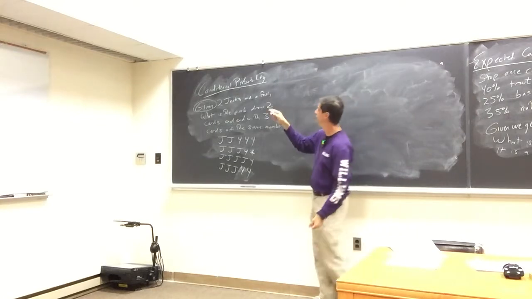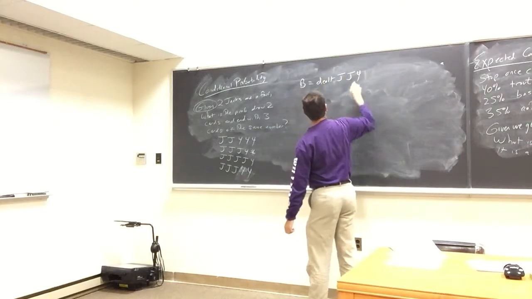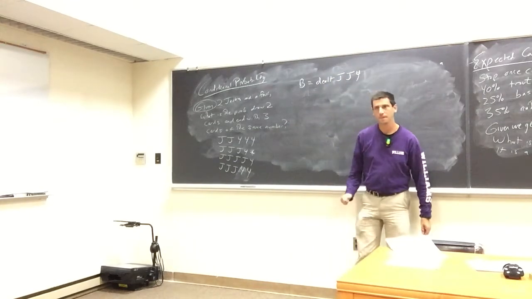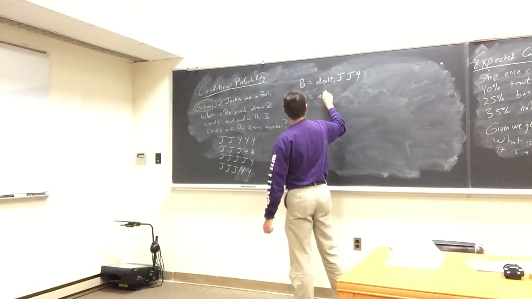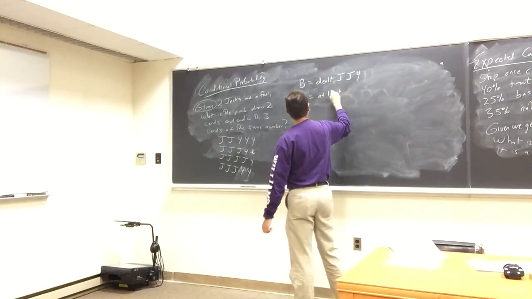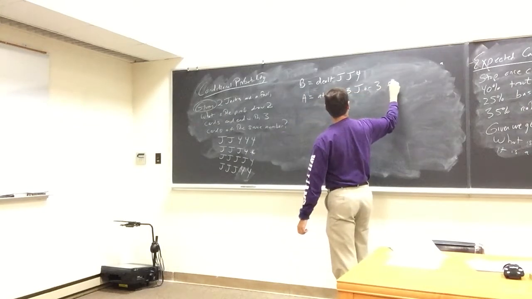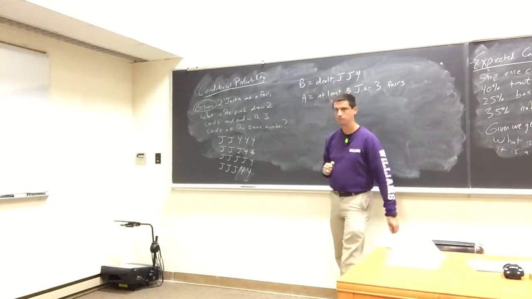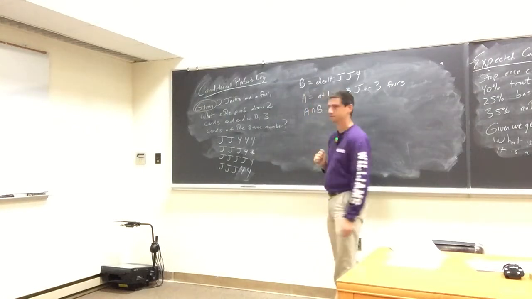So when you hear given, so event B is dealt jack, jack, 4. And then event A is at least 3 jacks or 3 4s. And now you would have to calculate the event A intersect B.